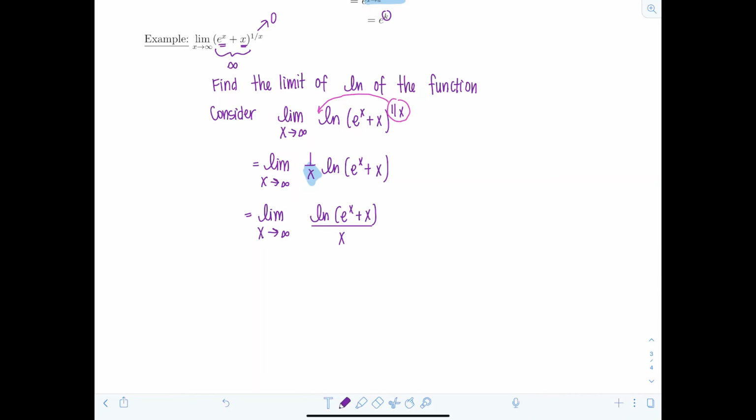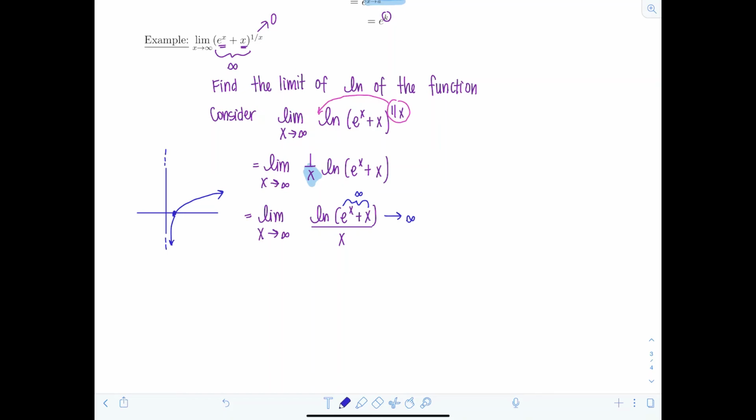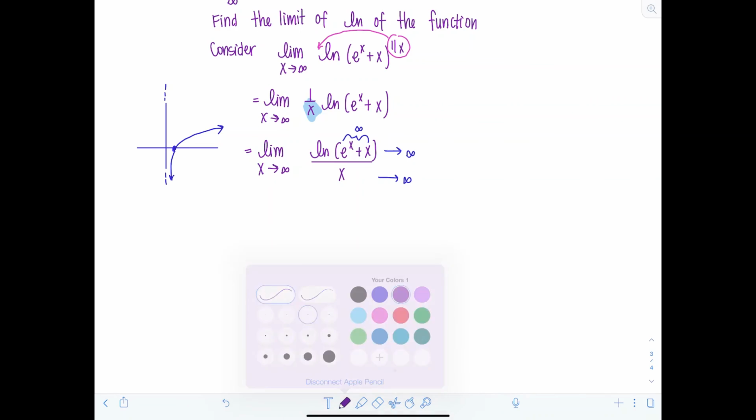Okay, so if x is going to infinity, well, we've already established e to the x plus x is going to infinity. You remember what the graph of ln looks like? I hope so. So here's the graph of ln. We've got a vertical asymptote. It goes through (1, 0). So if the input is approaching infinity, then ln is also approaching infinity. And then as x approaches infinity, clearly x in the denominator is also going to infinity. So we have an indeterminate form of the type infinity over infinity, which means we're allowed to use L'Hopital's rule. Great. So I'm going to indicate that that's what I'm doing.